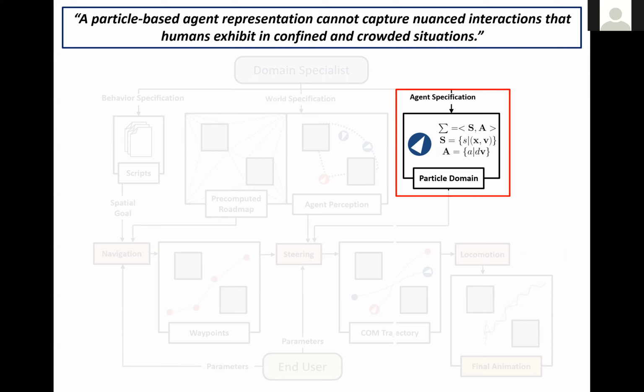So the first limitation is essentially that a simple particle representation and a vector control representation of how agents move cannot capture the capabilities and constraints of human locomotion. Hopefully this is a fairly obvious statement to you, that we as humans rely on the complexities of our morphology, and that cannot really be represented in a simplified particle-based approach.